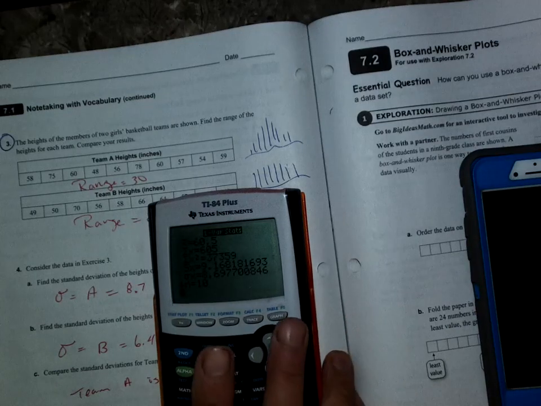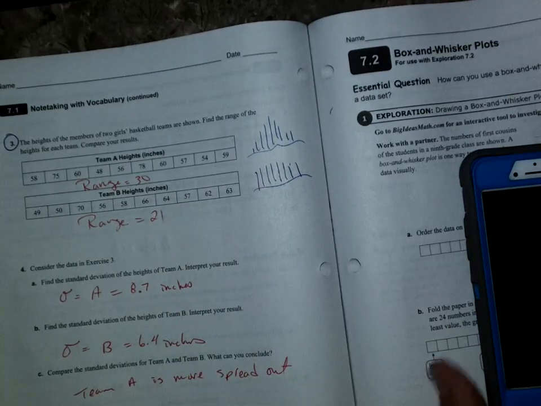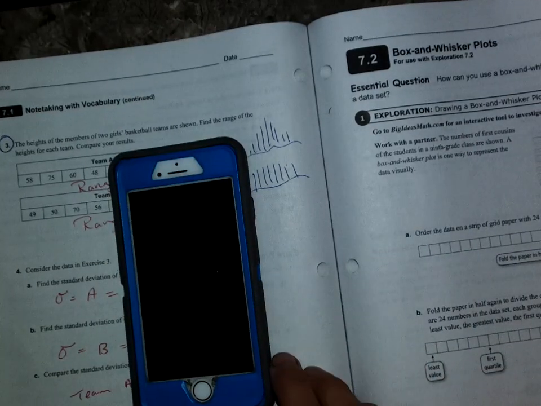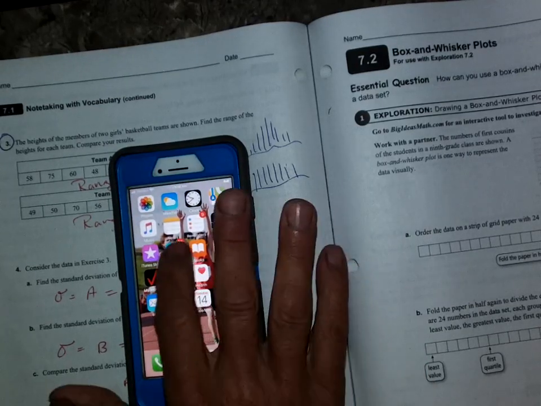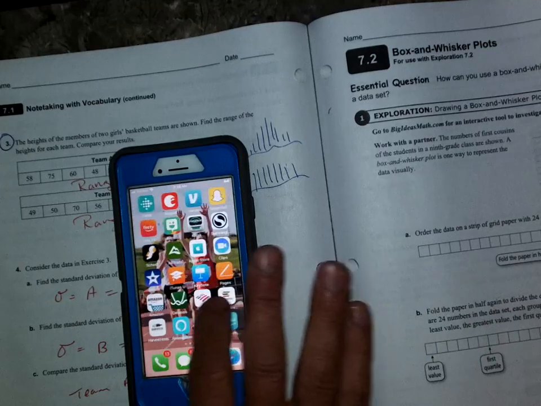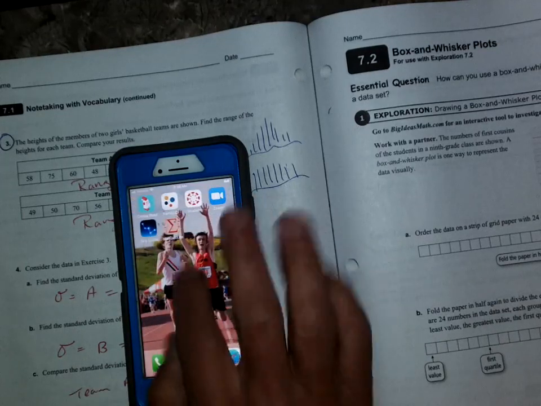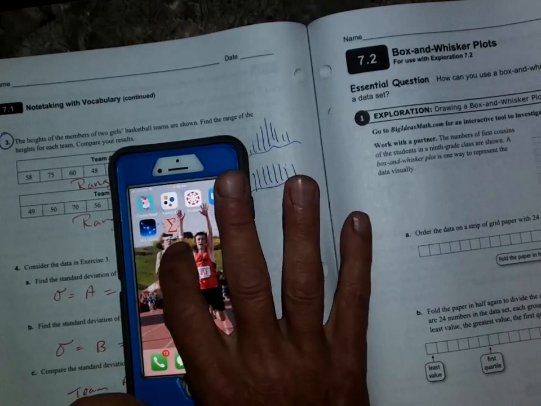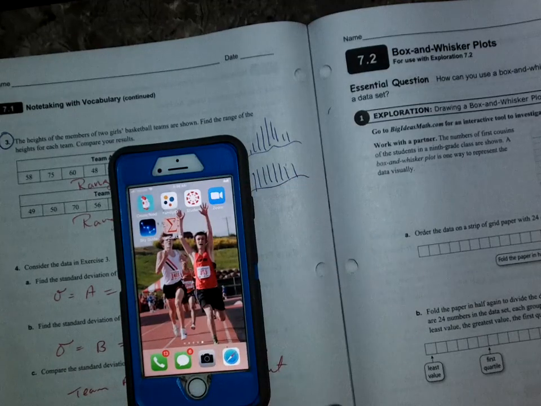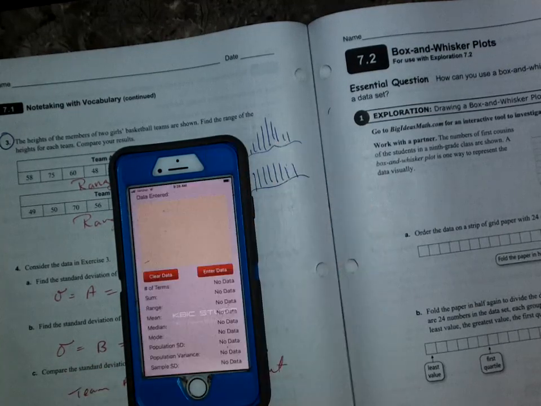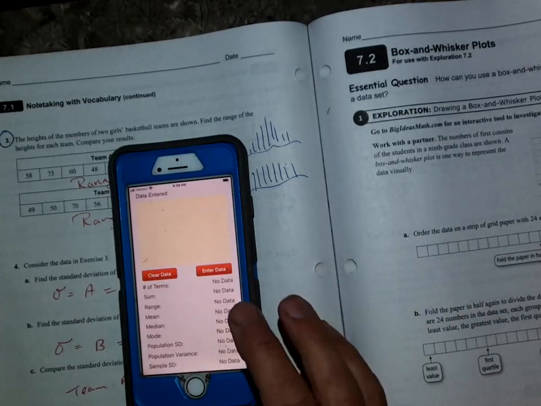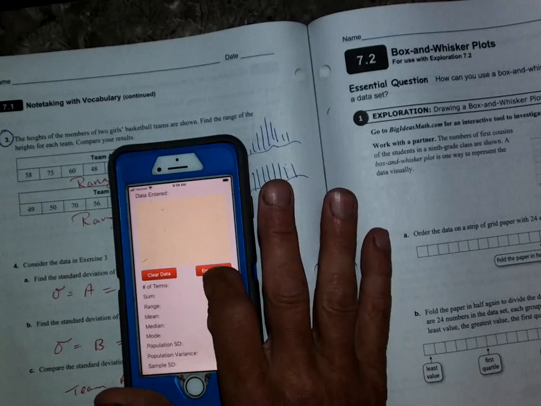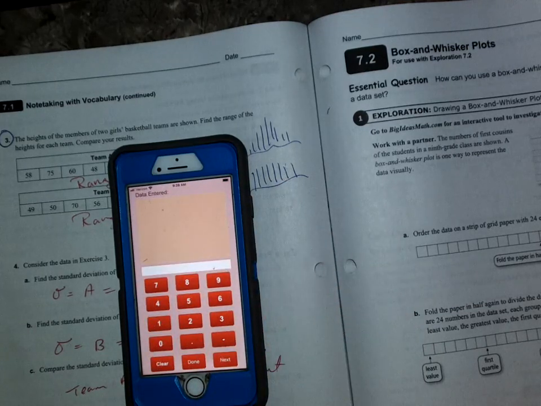Okay, now that's on a calculator, but not everybody has a fancy calculator, but most of you have a phone. So what I did is, under my App Store, I found this app, Stat Calc Lite. It cost me, I think, $2. Pretty cheap for a standard deviation. So I went in there, and I want to enter data. It's pretty simple.